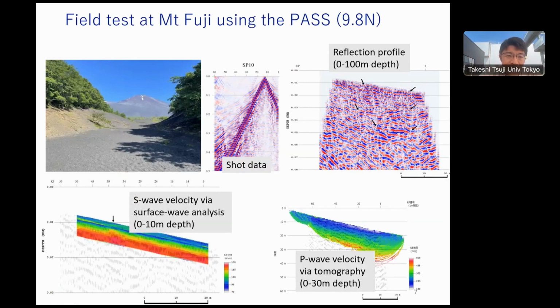In the upper right panel is the seismic reflection profile, where we investigate the geological structure from the surface to 100-meter depth using a very small seismic source system. We can obtain the S-wave velocity using surface wave analysis from the surface to 10-meter depth, and the P-wave velocity distribution using travel time tomography, like this depth. So we can obtain geological information from our seismic tool. Next, please.